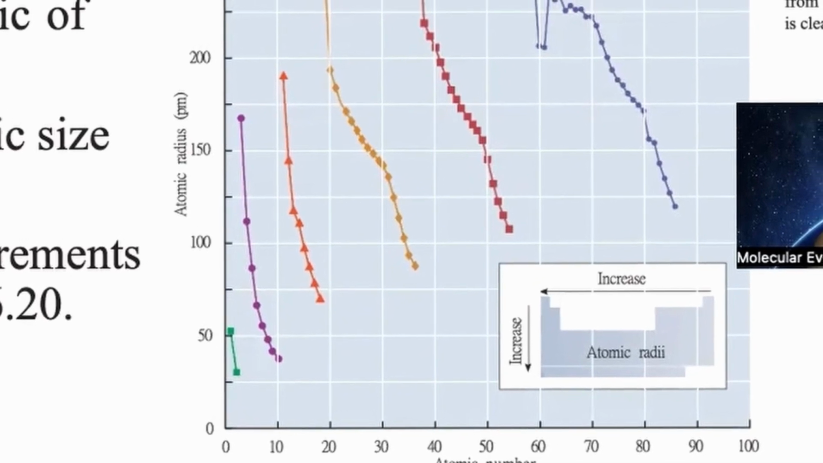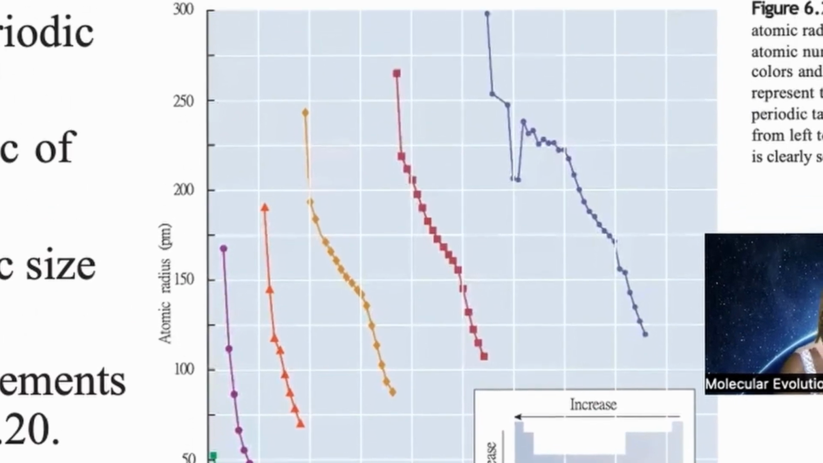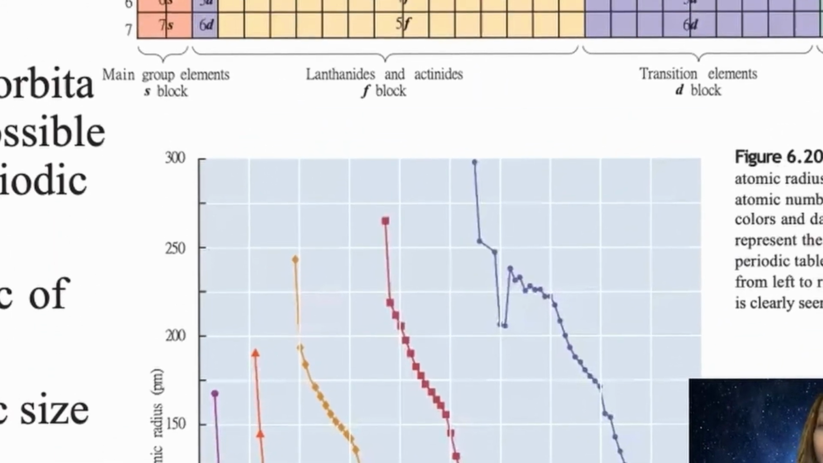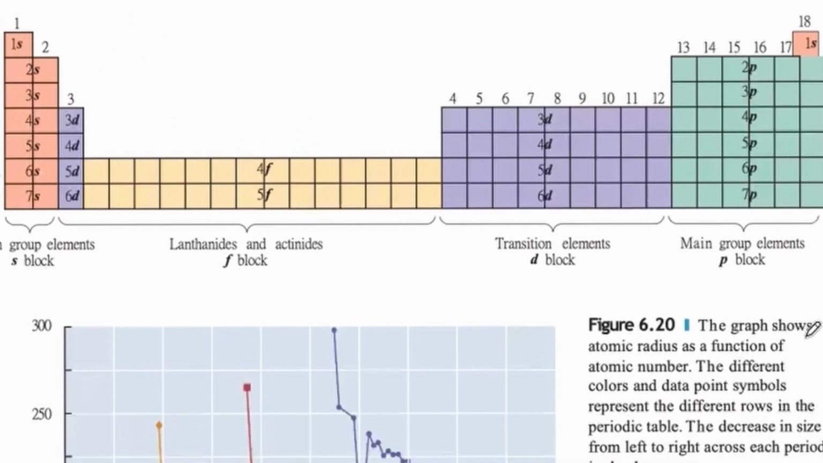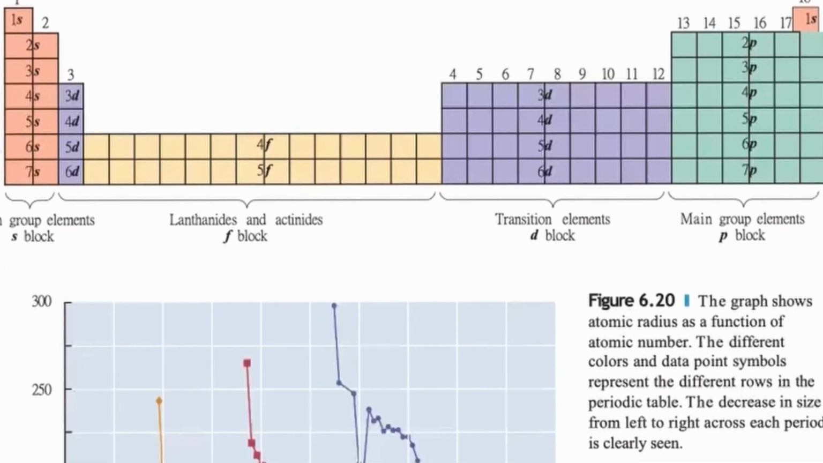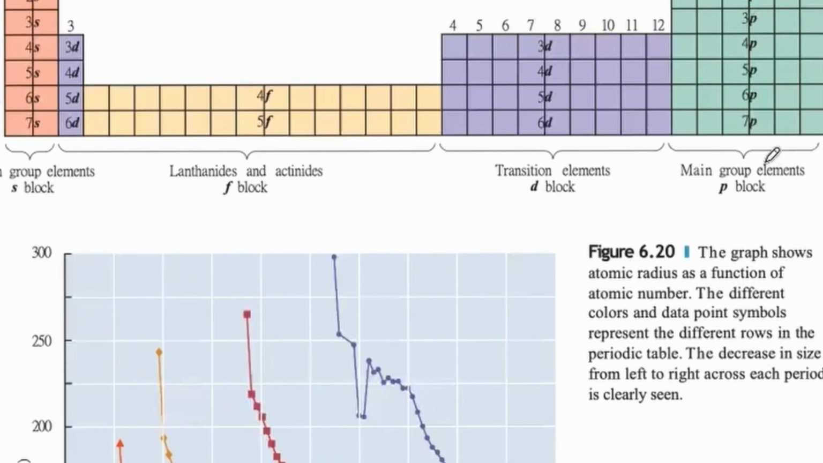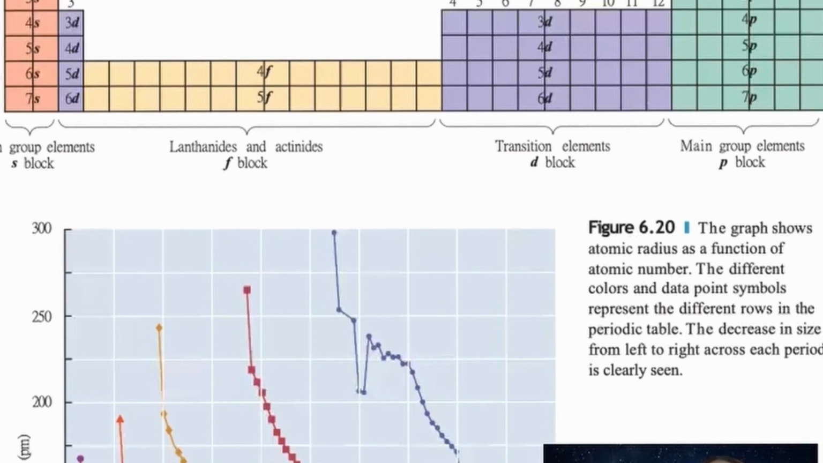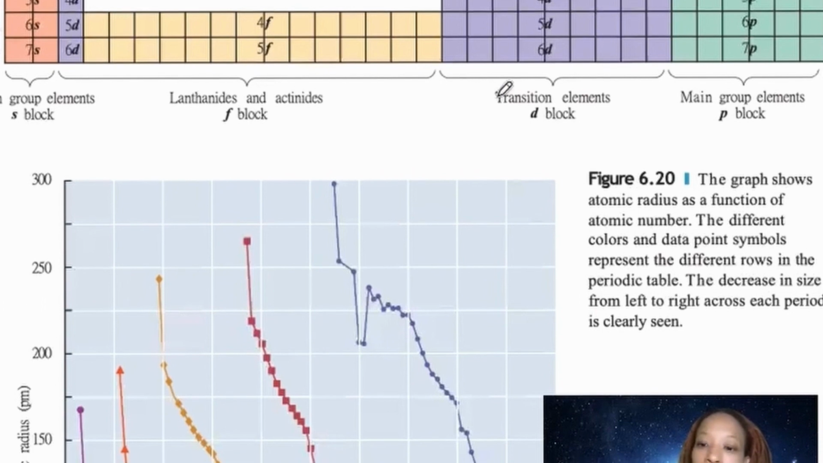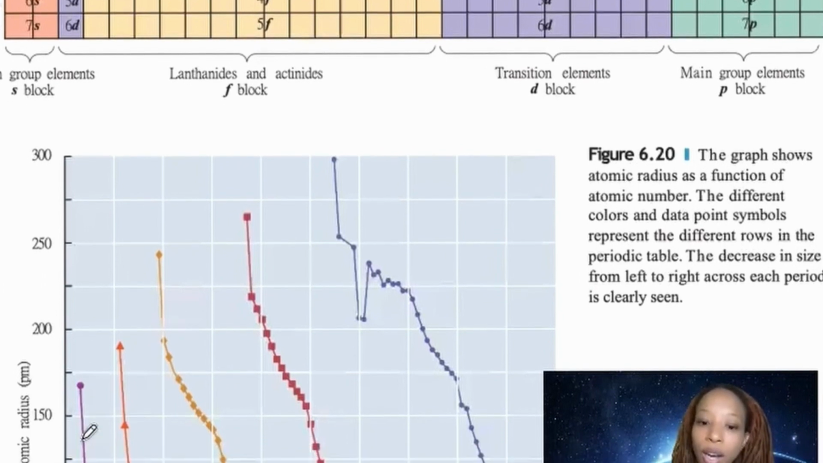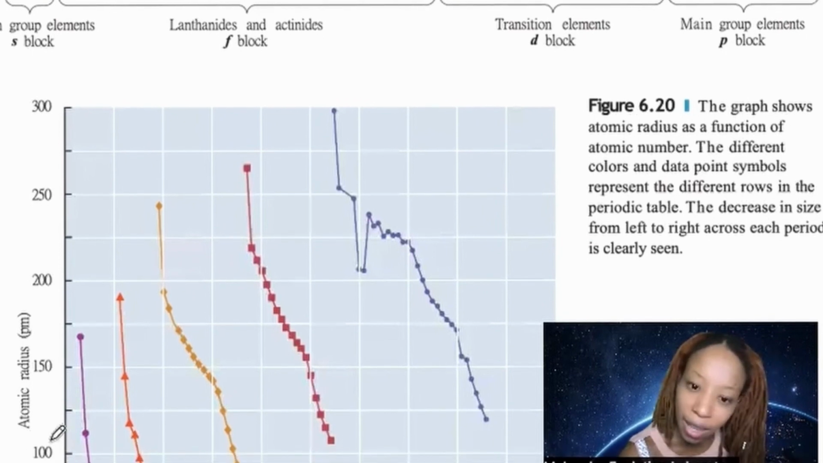The different colors and data point symbols represent the different rows in the periodic table. The decrease in size from left to right across the periodic table is clearly seen. So the size of the atom decreases in this direction. From the main group elements, the size of the atoms decreases, followed by the transition elements, which are seen here. The size, or the radius, is in picometers.